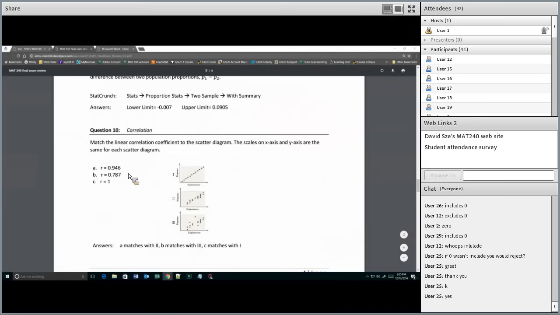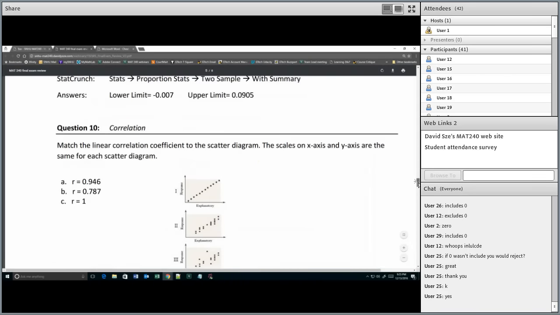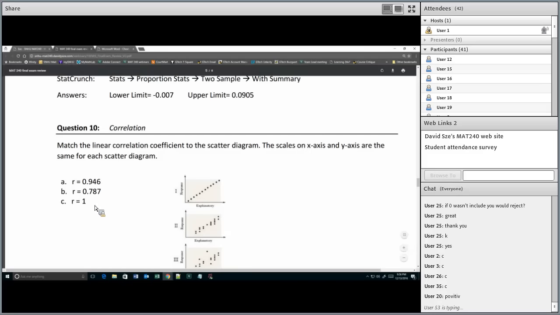Good. Okay, now this problem, I'm going to have you solve it with me. Here are three graphs, and you have to match them with these correlation coefficients. So first of all, how about this graph? Which value do you think it most represents? C. Very good. It's a perfect correlation, perfect positive correlation.